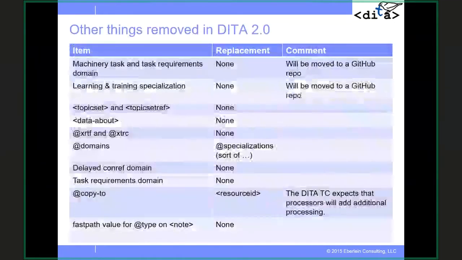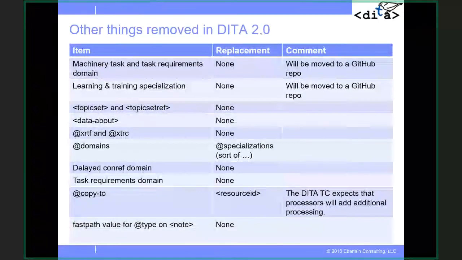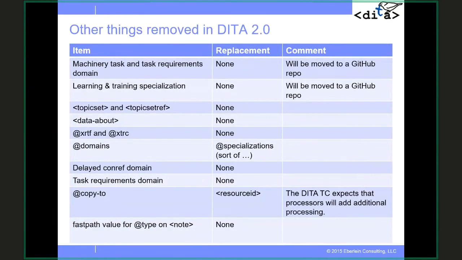And here we've got a table that just sort of tries to list a number of other things that are removed in DITA 2.0. And I think the things perhaps of most interest to people would be that we are removing the learning and training specialization and the machinery task from DITA 2.0. We know that those specializations have users, they have support in the community, but the DITA Technical Committee just doesn't have the resources or the expertise, particularly around the machinery task, to continue maintaining them.